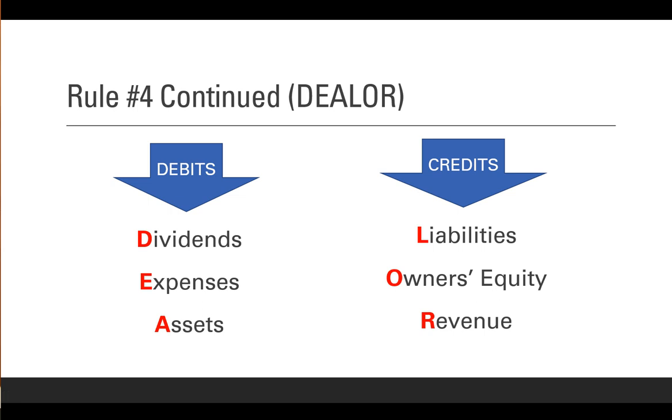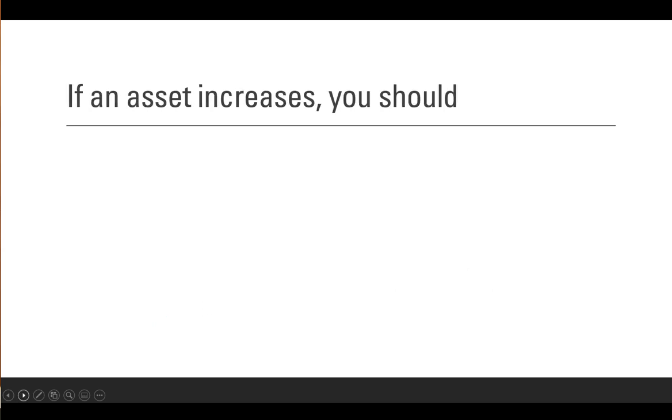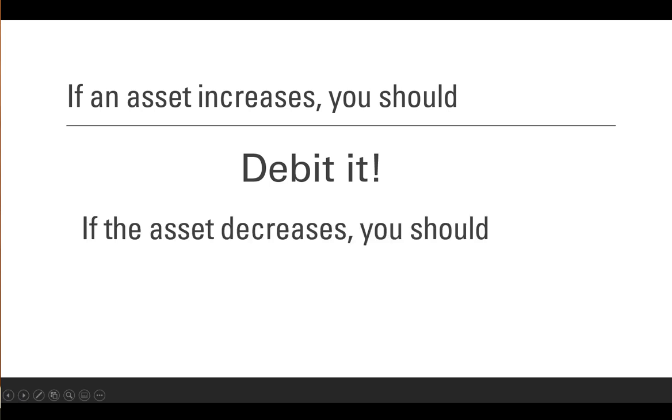One of the keys is, of course, you need to know which kind of account you're dealing with. There are other videos to learn how to classify the accounts. That's fundamental knowledge that you need in order to do the debits and the credits. If an asset increases, you got it, debit it. If the asset decreases, then what do you do? You credit it.